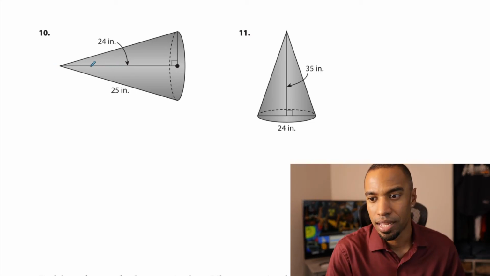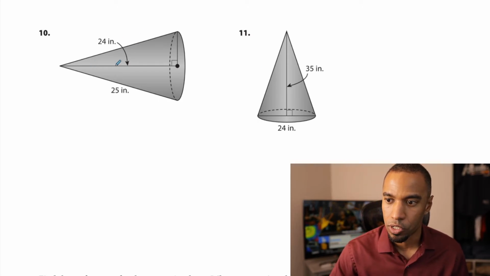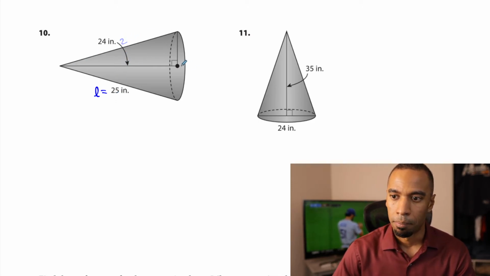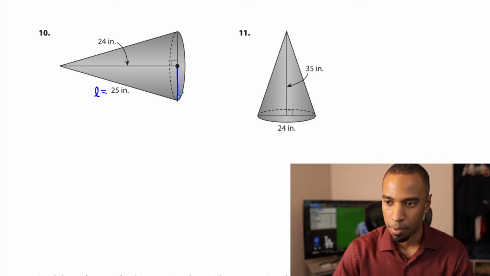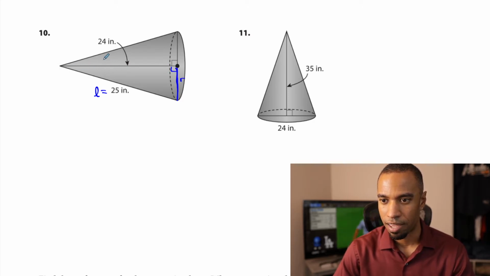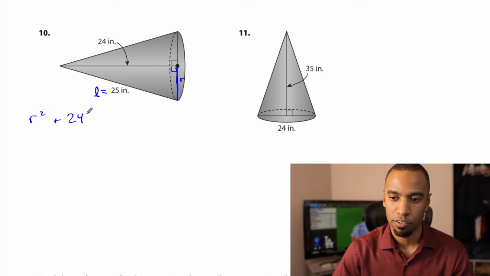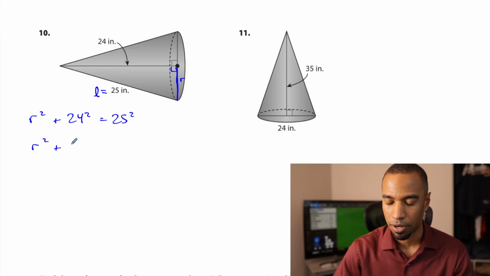Okay, we do need slant height. Oh, sorry, we have slant height. We do need radius here. So slant height is 25. The radius can also be drawn right here. It's also a right angle. We need that r right there. Slant height's 25 and the altitudinal height's 24. So r squared plus 24 squared is 25 squared. I know this one's going to be 7. That's a 7, 24, 25 Pythagorean triple.